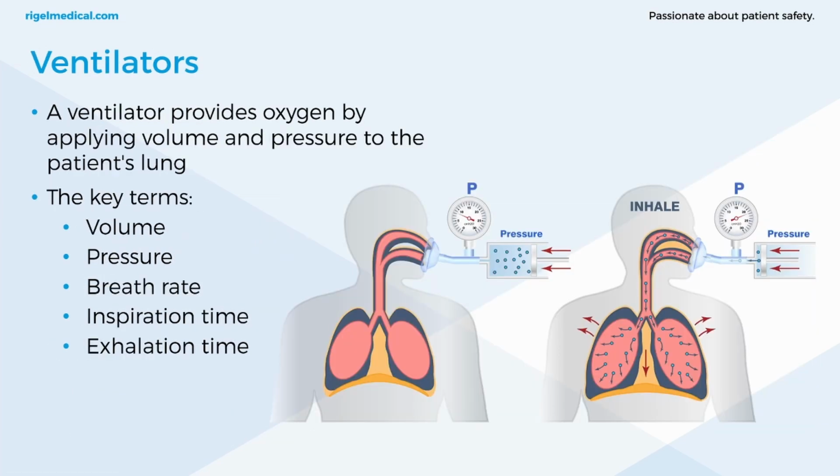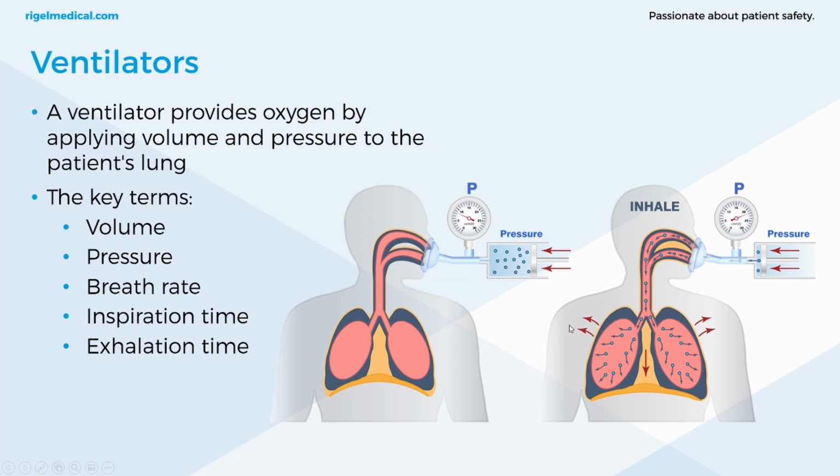Okay, so ventilators, they provide oxygen by applying volume and pressure to the patient's lungs. Now the key terms are volume, pressure, breath rate, inspiration time, exhalation time, and that will become apparent when we talk about the breath cycle. Now, this diagram shows how a ventilator uses pressure to push air, or a mixture of air and oxygen, into the patient's lungs to get oxygen into the body. So pushing, using pressure, forcing air into the lungs around the body.